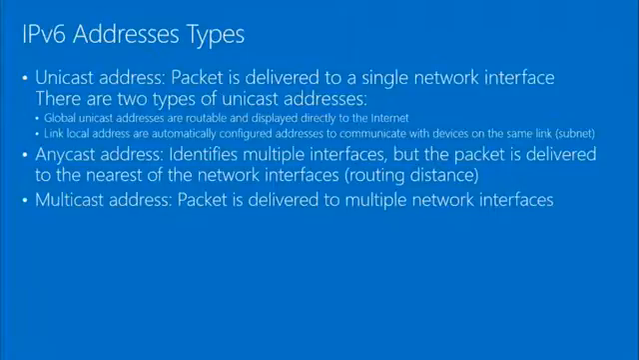There are 2 types of unicast addresses: global unicast addresses, which are routable and exposed directly to the internet, and link local addresses, automatically configured addresses to communicate with devices on the same link. So these aren't globally routed. Link local is very similar to your APIPA. It's sort of the IPv6 equivalent, I say sort of loosely. IPv6 is like subnetting. We're not going to get to go into nearly the depth.